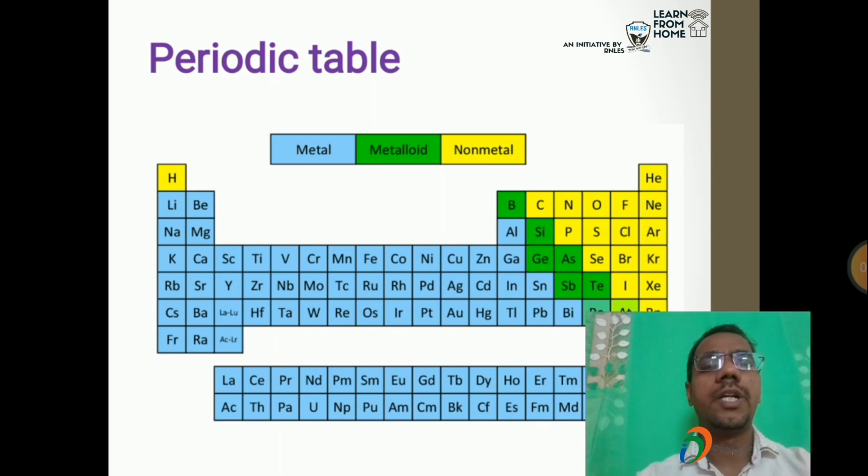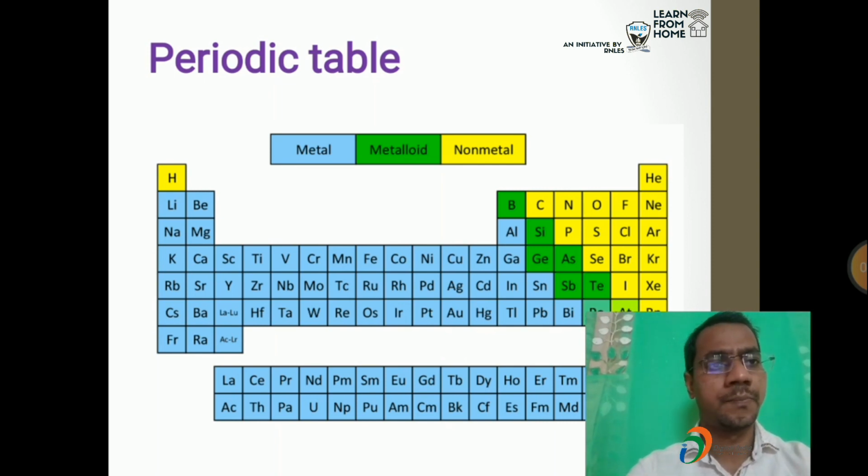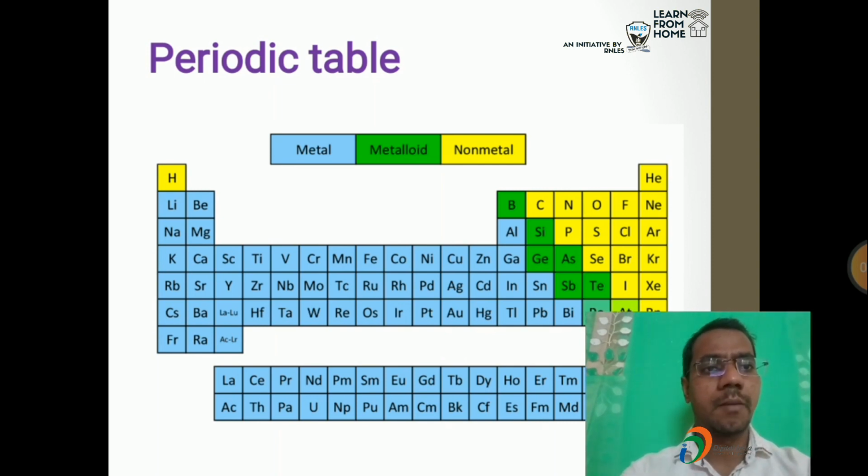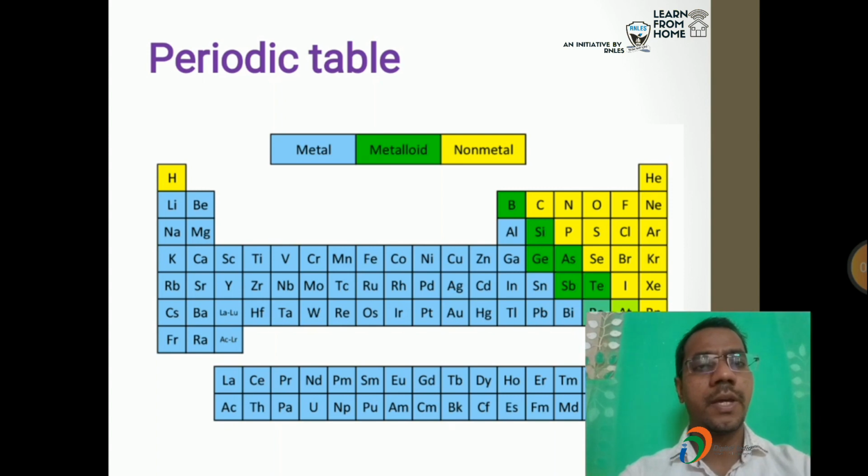So what is meant by a metalloid? A metalloid is an element which shows the properties of both metals and non-metals, and it is present between these two. Okay, so this is the periodic table. Don't go into detail now, because in the next class we will go into detail on how exactly the periodic table is to be memorized.